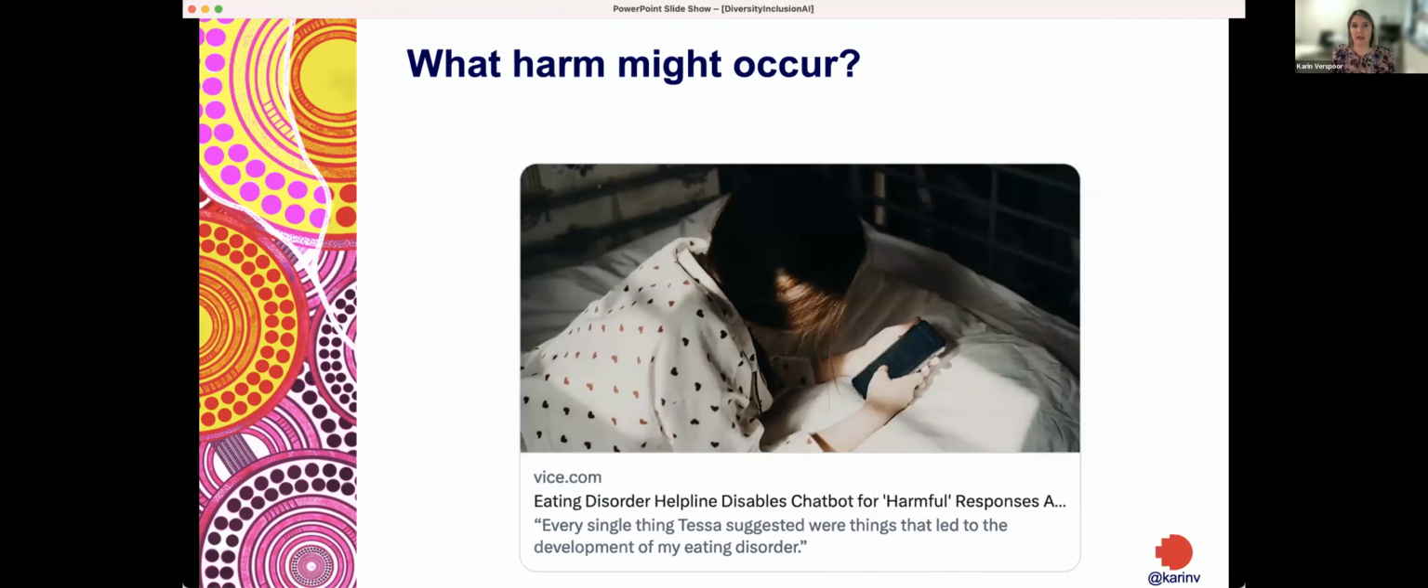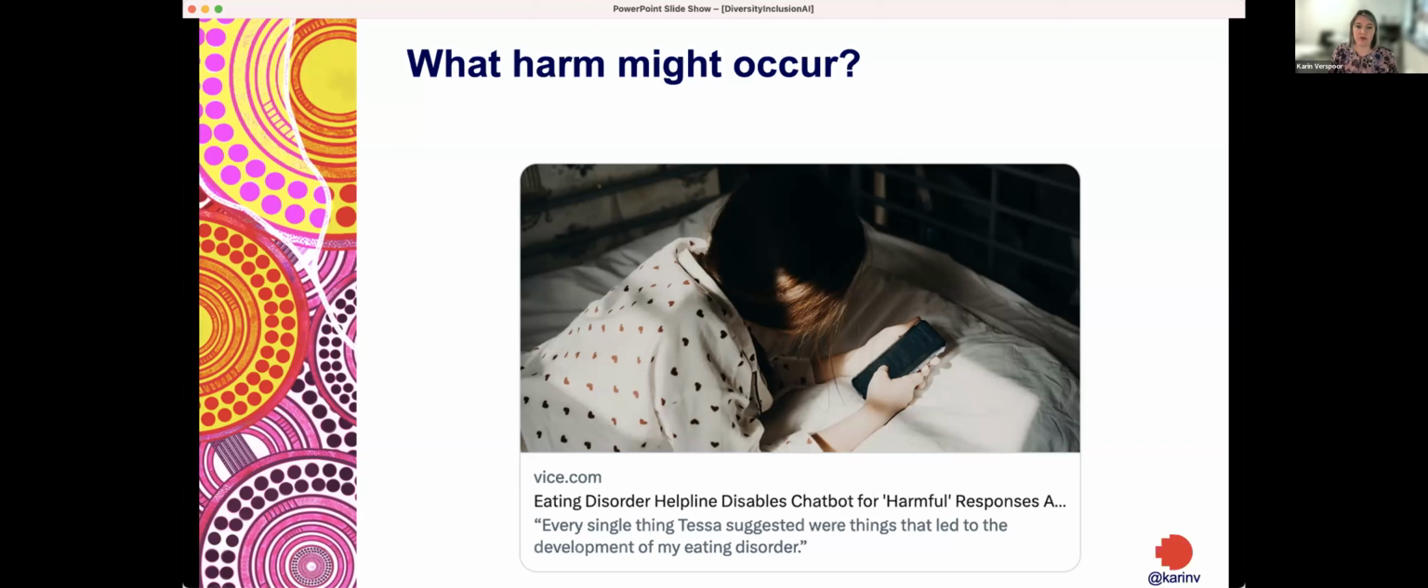We also need to be thinking about what harm can occur with these kinds of systems. This actually just came out yesterday. There was an eating disorder helpline that ran out of money and decided that they were going to replace their human beings who were providing support for people with eating disorders with a chatbot.